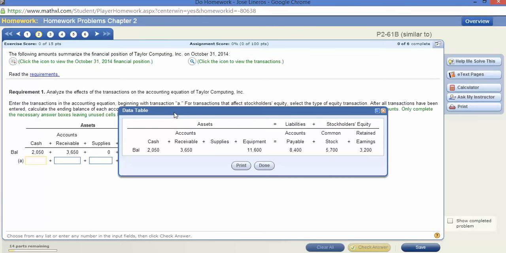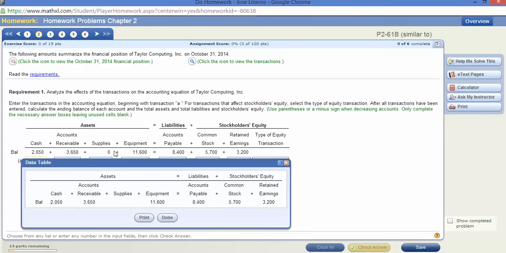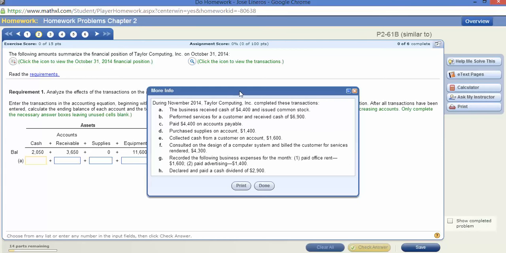You'll notice that the beginning position pretty much mirrors what we have here at the top. The accounting equation pretty much is here. So we don't really need to work with this very much because we have it here in front of us as far as the beginning position. Let's start looking at some of the transactions that we have here.